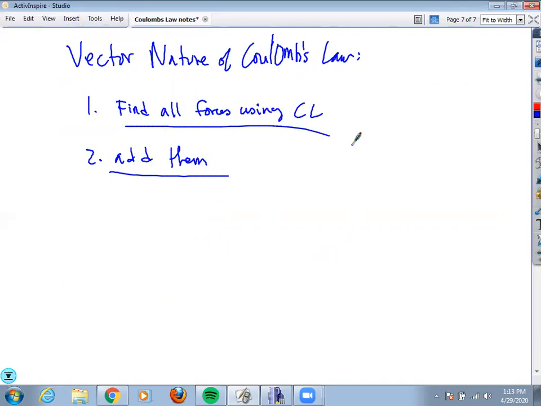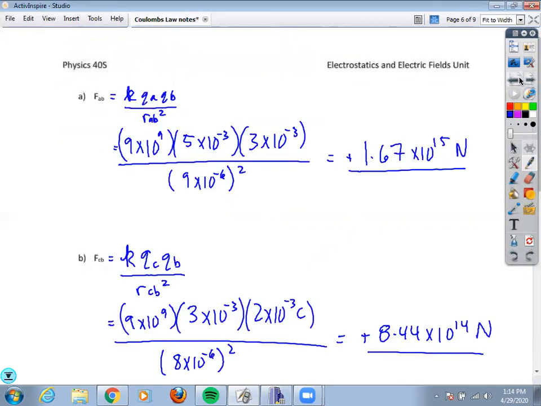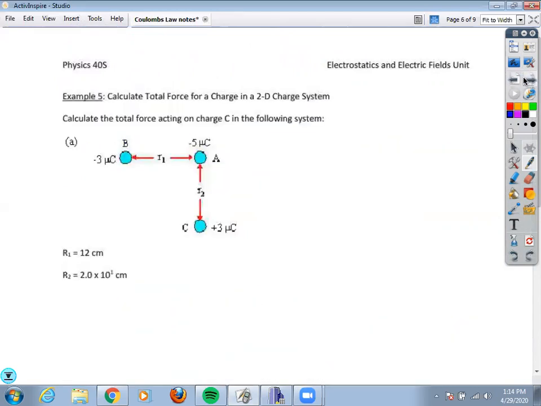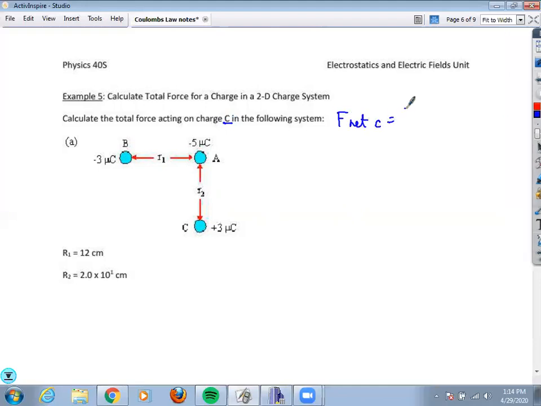Okay, so if it's two-dimensional then of course we have to deal with adding 2D vectors. So vector resolution. So let's take a look. Calculate the total force on charge C. So we want F net on charge C. So charge C is right here.